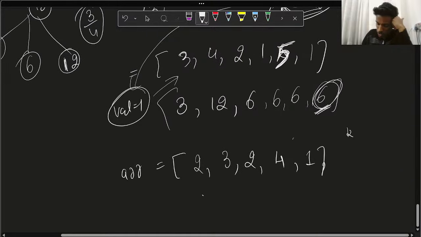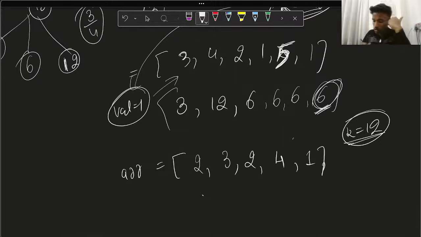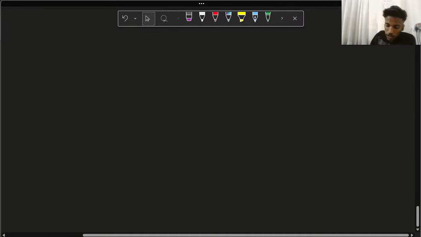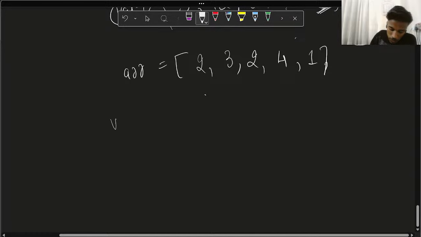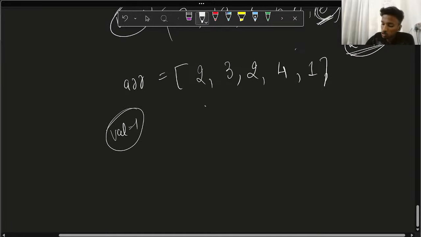Okay, so this much, and your k was equal to 12. Starting from val equal to 1, you have to count the number of ways I can get k equal to 12 finally. So let's see what sequences of operations I can do.